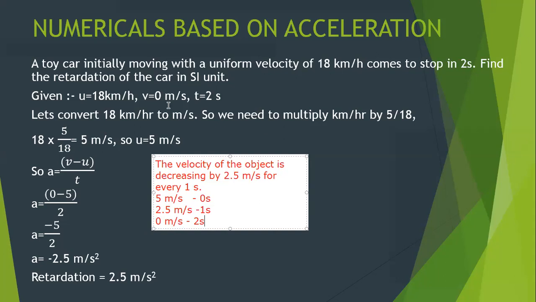So see, the object has a velocity of 5 meter per second and it comes to a stop in 2 seconds. So how much is the retardation? 2.5 meter per second square, meaning the velocity of the object is decreasing by 2.5 meter per second for every 1 second. Whenever it is acceleration, we say it is increasing by. Here it is retardation, we say it is decreasing by.